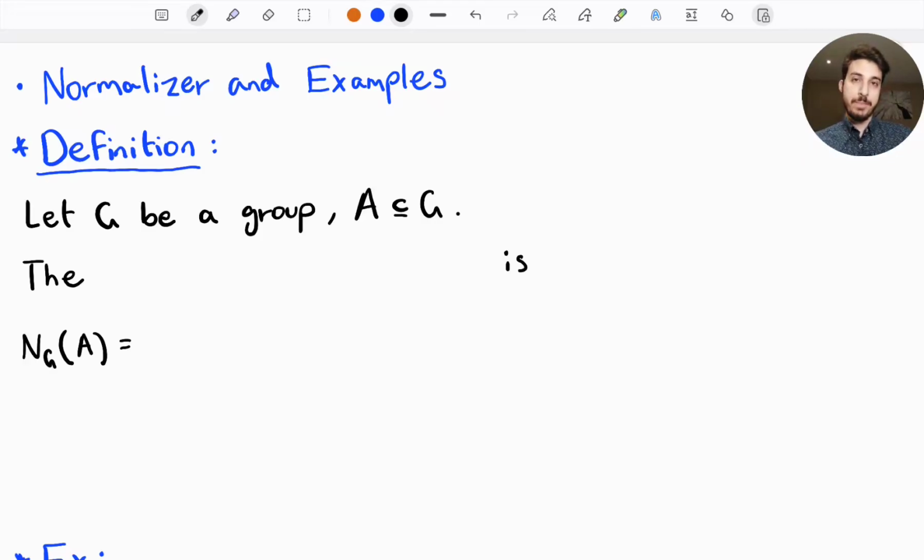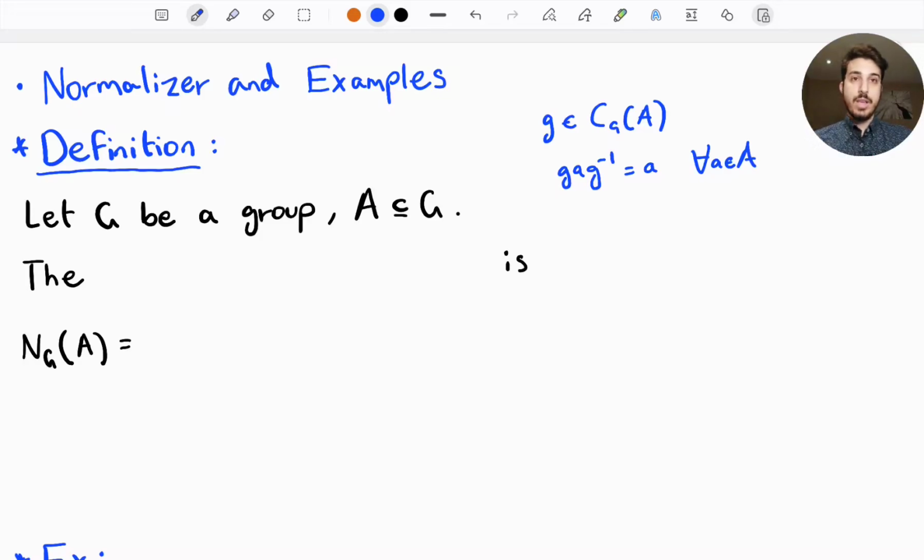So what happens here? Well, in normalizers, we're loosening it up a little bit. We're loosening up the restrictions that we put on centralizers. Remember, centralizers are all the elements G in the group such that G a G inverse is equal to a for any a in A. So essentially, if G is in the centralizer, then G a G inverse is equal to a for all a in A. Okay?